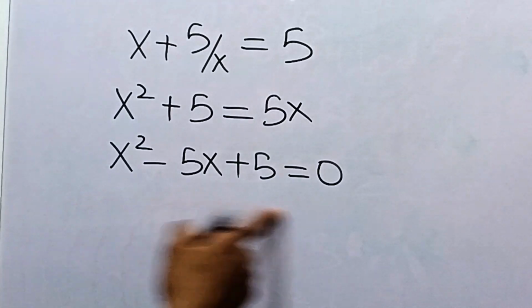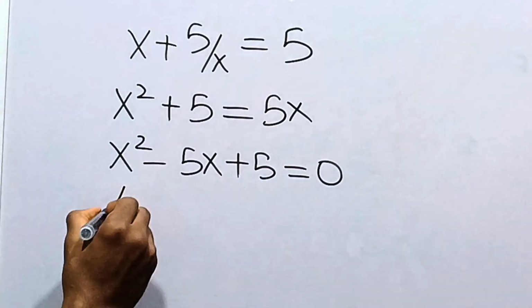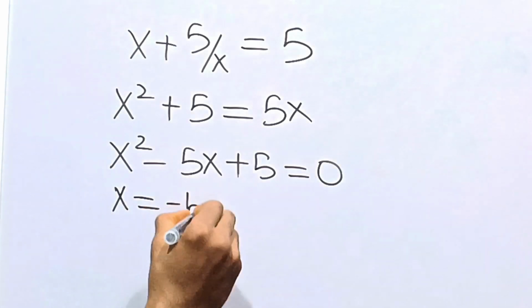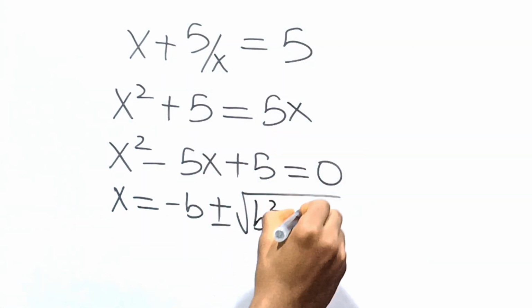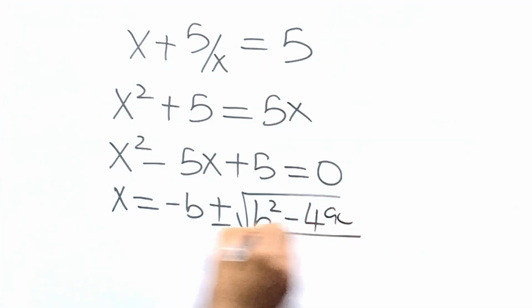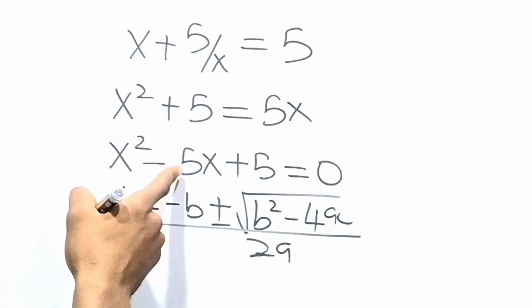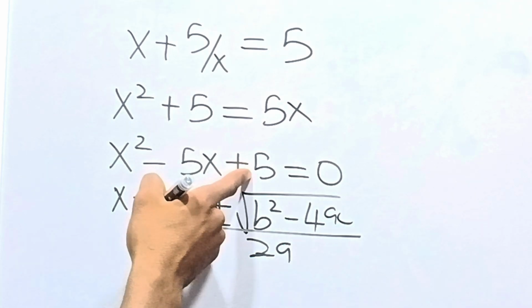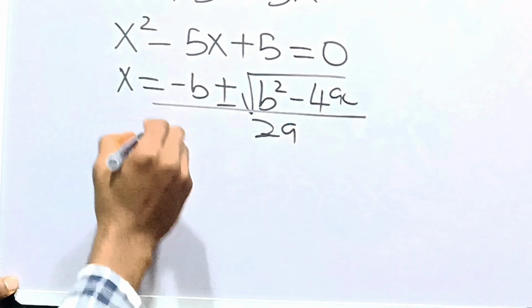This is now a quadratic equation that we can solve using the quadratic formula. The quadratic formula states that x should be equal to minus b plus or minus the square root of b squared minus 4ac, all over 2a, where a is the coefficient of x squared, b is the coefficient of x, and c is the constant term. So our x here will now be equal to, the coefficient of x is minus 5.